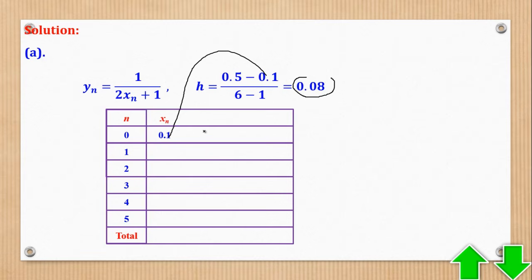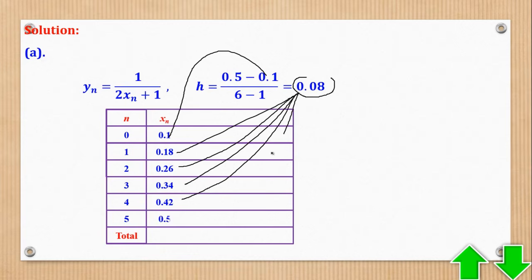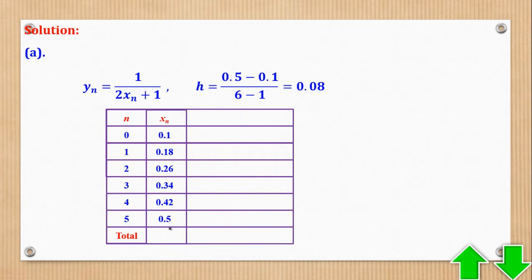So this 0.1 plus this gives you 0.18. Then this 0.18 plus this gives you 0.26, and this 0.26 plus 0.08 gives you 0.34, and this 0.34 plus 0.08 gives you 0.42. 0.42 plus 0.08 gives you 0.5, which is the upper limit. So always we start from the lower limit and end with the upper limit. That is how they generate the values of x.